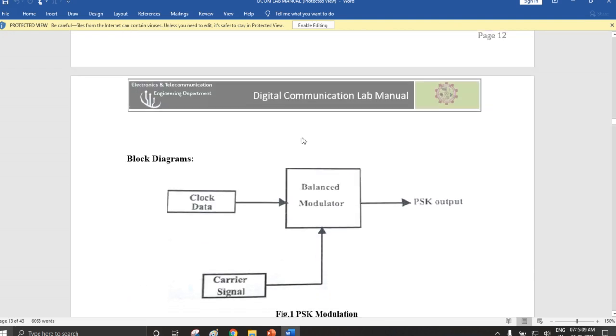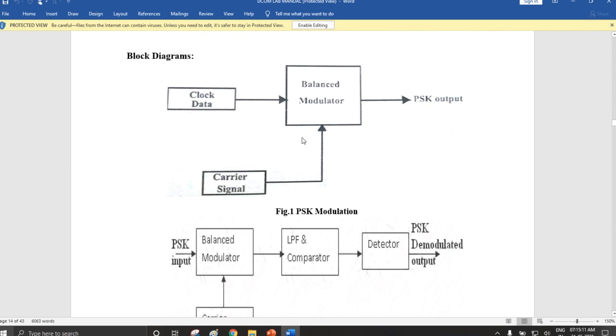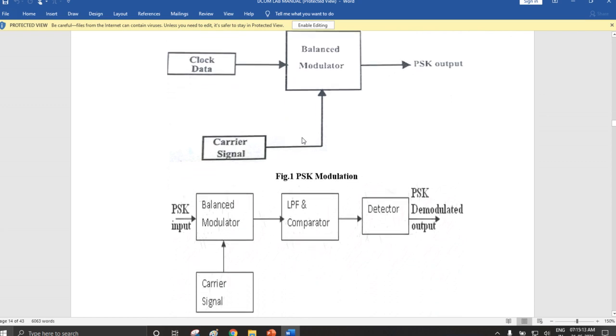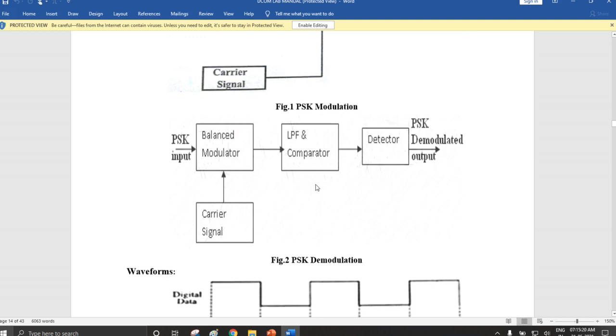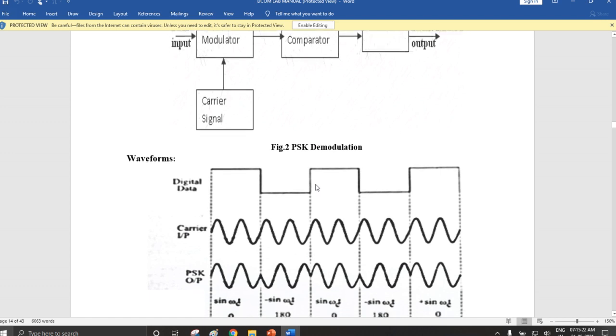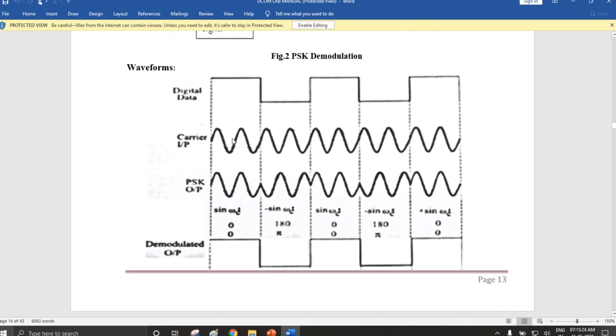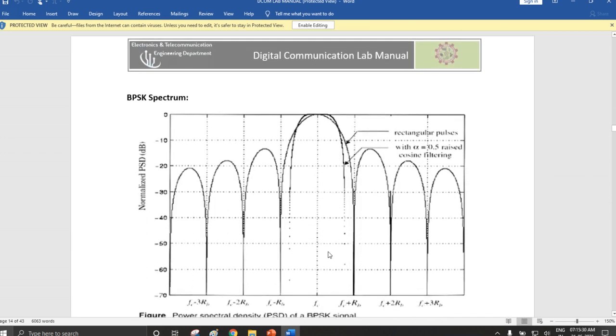You can see the theoretical circuit in the block diagram in your lab manual. It is the PSK modulation and the PSK demodulation. This is the theoretical part. This is the output for modulation, this is the output for the demodulator, and this is the spectrum for the BPSK signal.